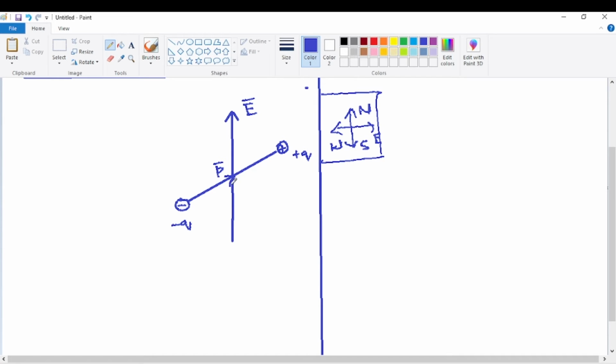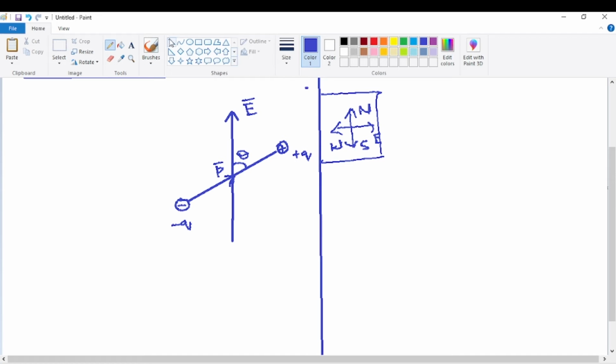So this is the direction of the dipole moment, negative charge to the positive charge, and this is the direction of the electric field, from south to northwards. So the angle between these two directions is simply denoted as theta. Now this is a uniform electric field.